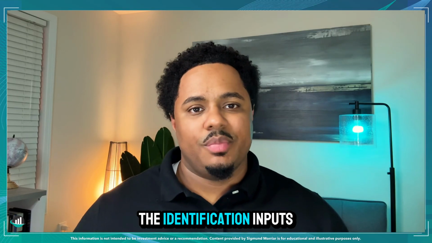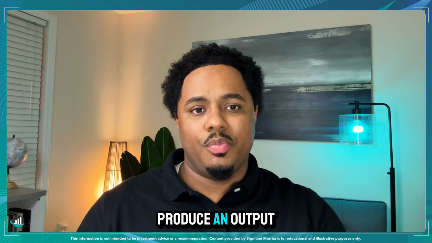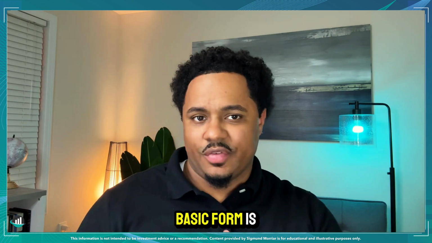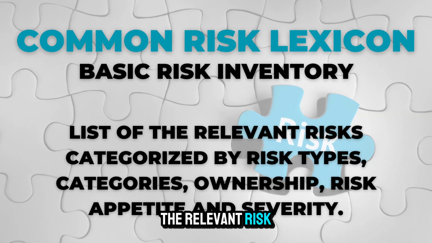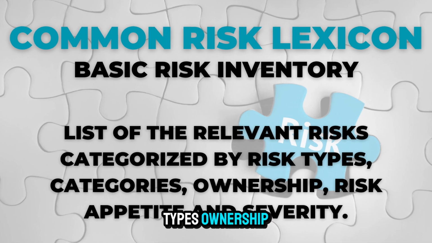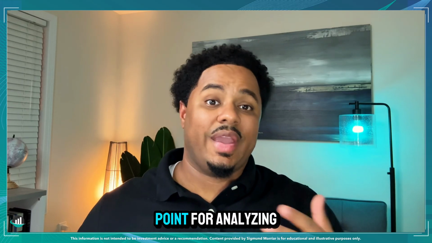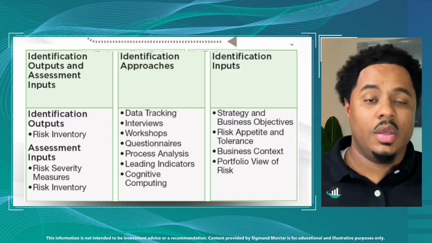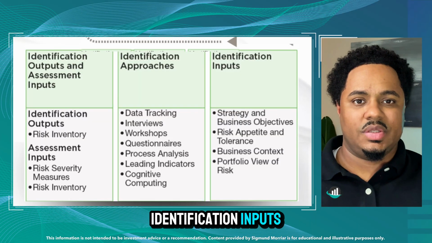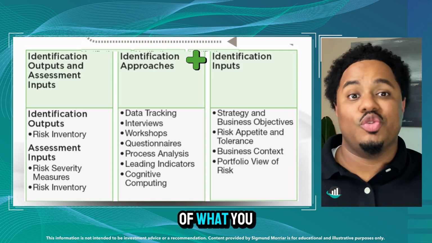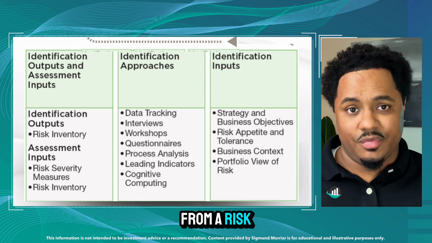The identification inputs and approaches together produce an output referred to as a risk inventory. A risk inventory, in its most basic form, is a list of the relevant risks categorized by risk types, ownership, risk appetite, and severity. The risk inventory is our starting point for analyzing and then managing risk. Given our risk identification inputs, all coupled with the risk identification approach, here's an example of what you might expect to see from a risk inventory.